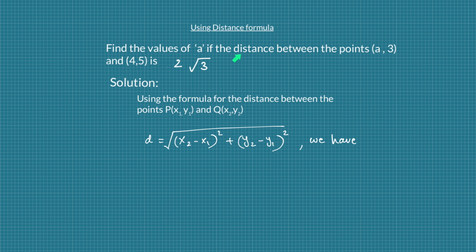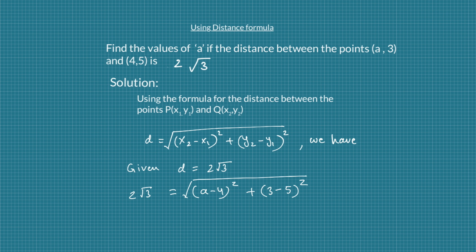Find the values of a if the distance between the points (a, 3) and (4, 5) is 2 root 3. Using the formula for the distance between the points P(x1, y1) and Q(x2, y2), d equals root of (x2 minus x1) squared plus (y2 minus y1) squared, we have d = 2 root 3, which means 2 root 3 equals the root of (a minus 4) squared plus (3 minus 5) squared.